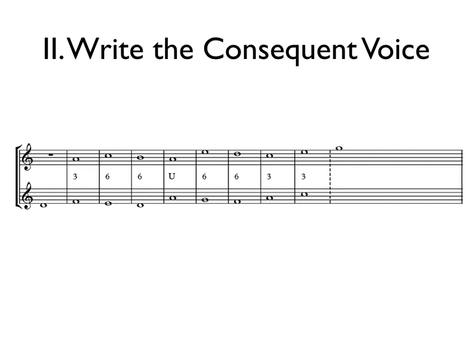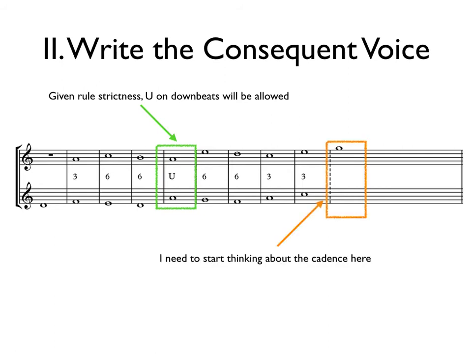You'll note the dotted line there on the screen, and that dotted line is to indicate that at some point we should be arriving at a cadence fairly soon. You'll also notice here that we have a unison, which normally on a downbeat is incorrect, but given the strictness of the rules, unisons on downbeats will be allowed. And like I said, we need to start thinking about a cadence as of here.